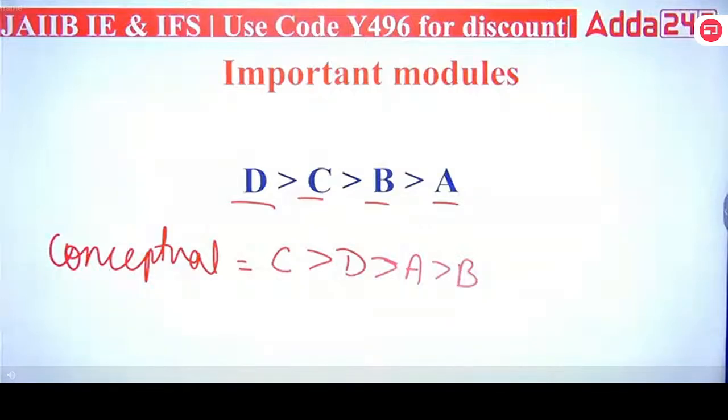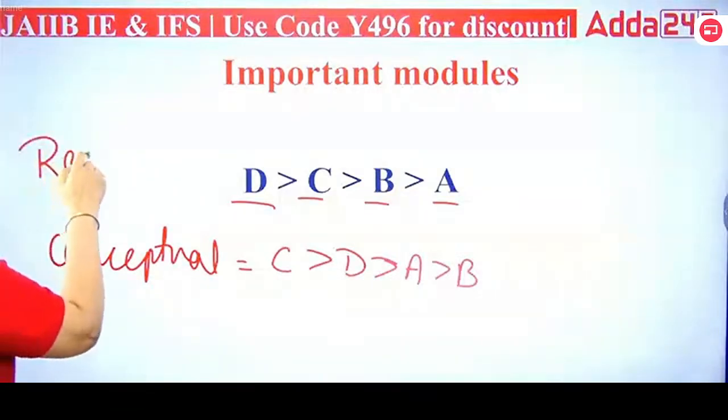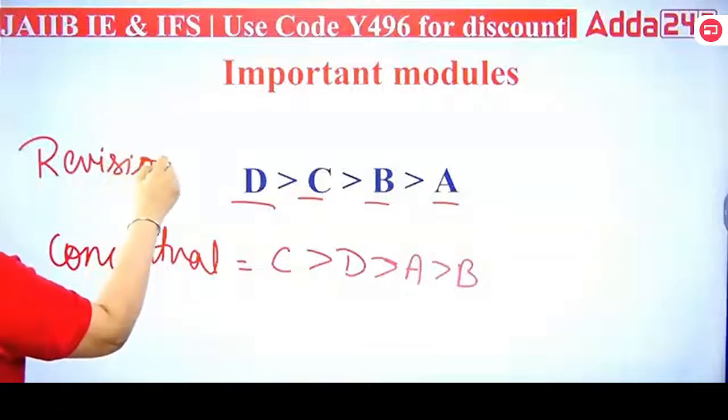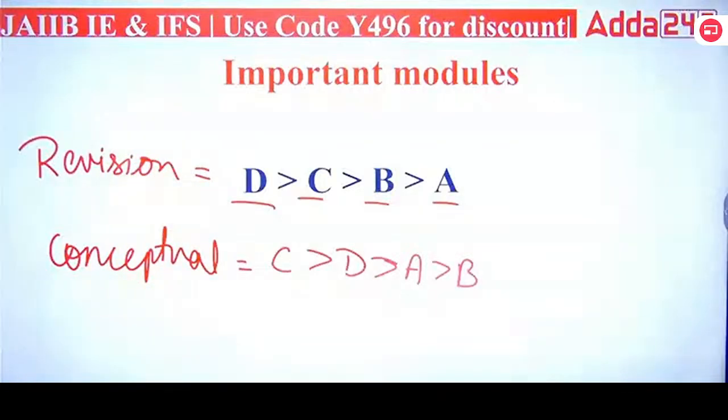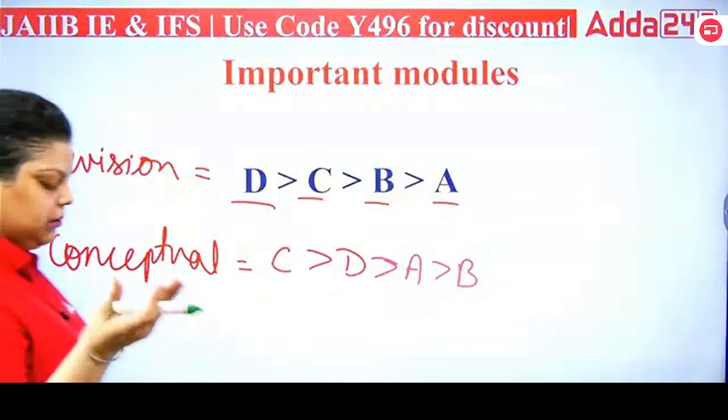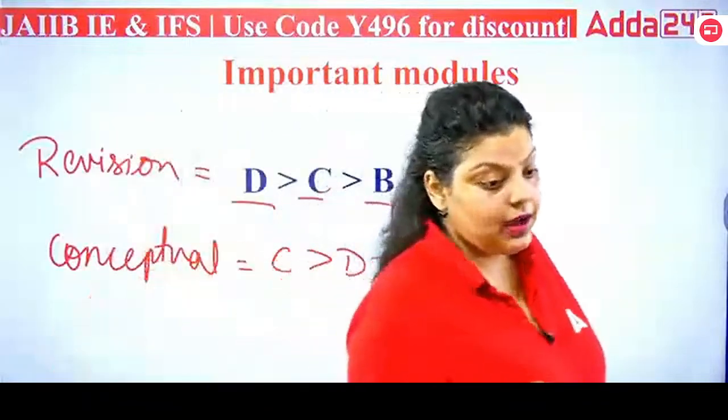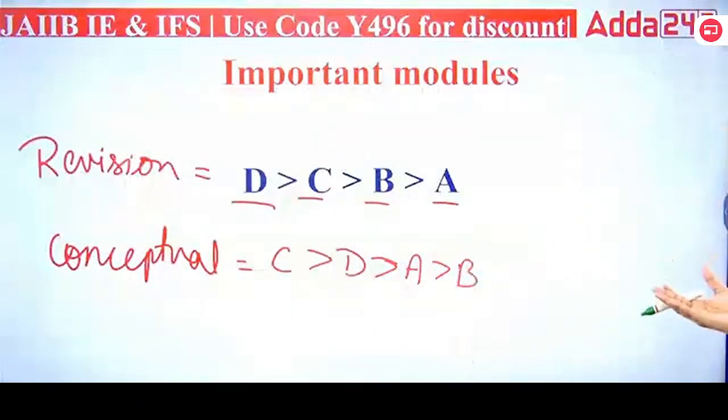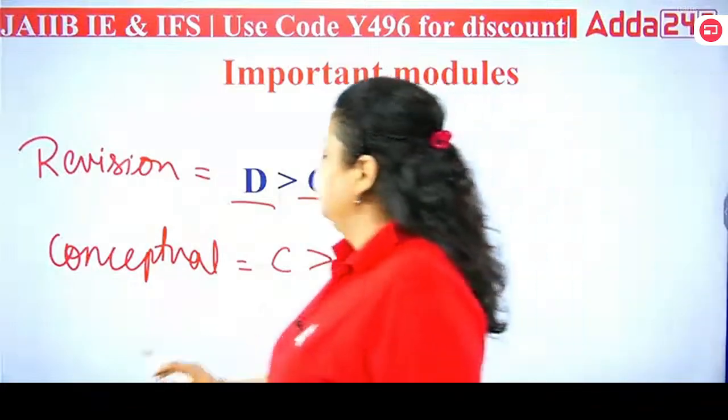Now when it comes to the revision part, the revision we have to do in this sequence: D, C, B and A. The reason behind it is that they have more syllabus. C and D have more syllabus, so they have more weightage in your paper as well. So do make sure when you are doing self revision at home, also follow the same sequence.